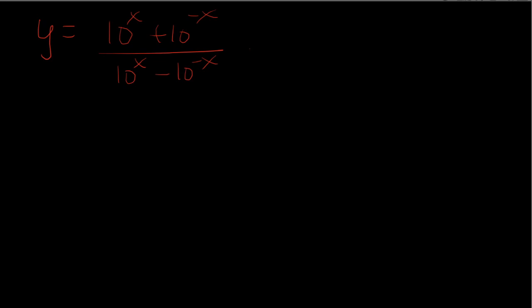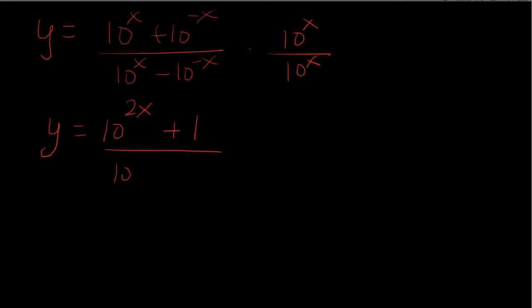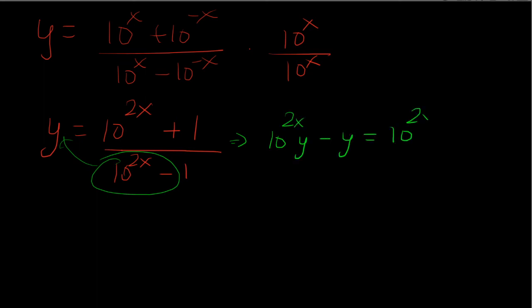So I'm going to multiply both sides by 10^x, or top and bottom by 10^x. So I have y equals (10^(2x) + 1) over (10^(2x) − 1). Let's multiply the 10^(2x) − 1 with y. So I have 10^(2x) y minus y equals 10^(2x) plus 1.